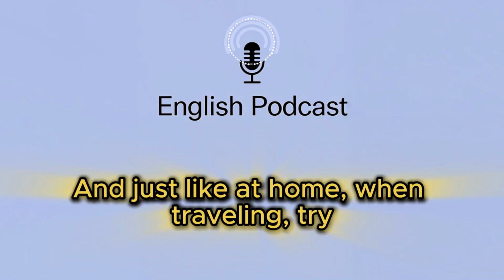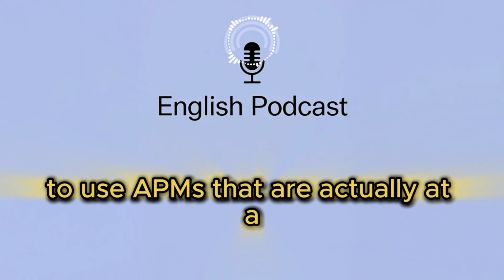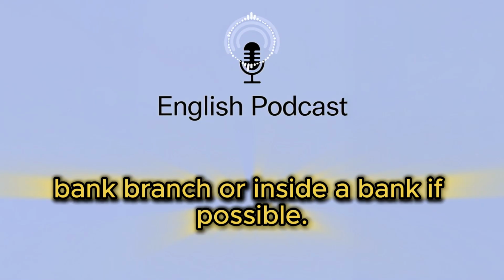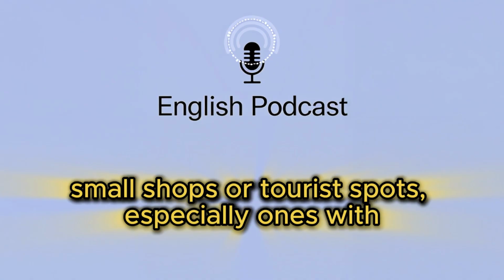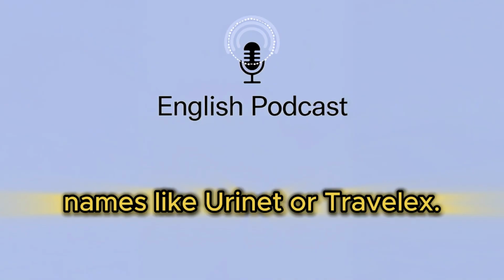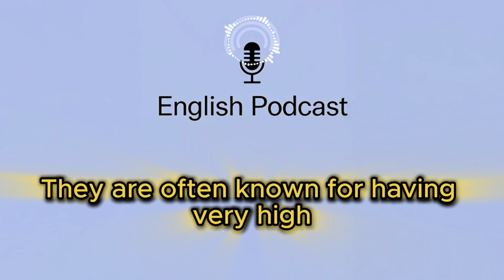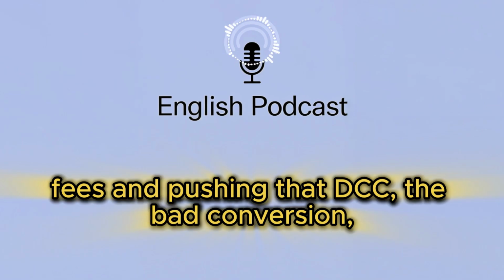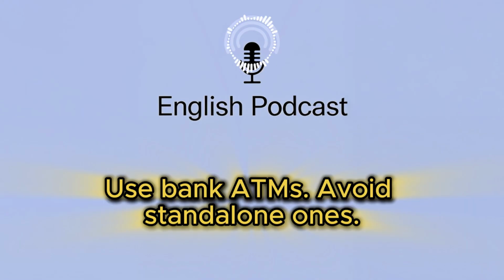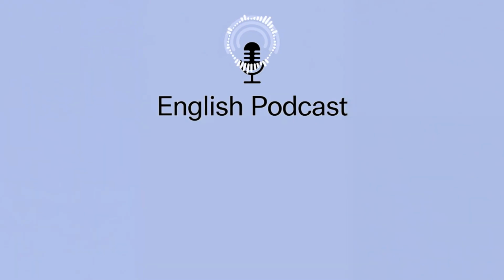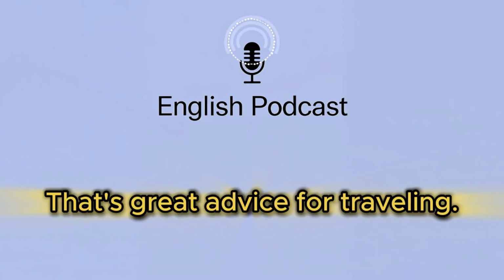And just like at home, when traveling, try to use ATMs that are actually at a bank branch or inside a bank if possible. Avoid those standalone ATMs you sometimes see in small shops or tourist spots, especially ones with names like Euronet or Travelex. They are often known for having very high fees and pushing that DCC, the bad conversion, very hard. Use bank ATMs. Avoid standalone ones. Okay. That's great advice for traveling.